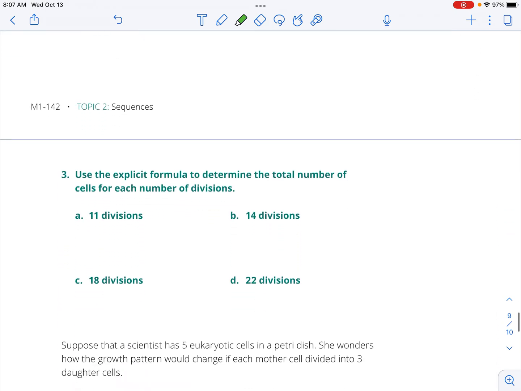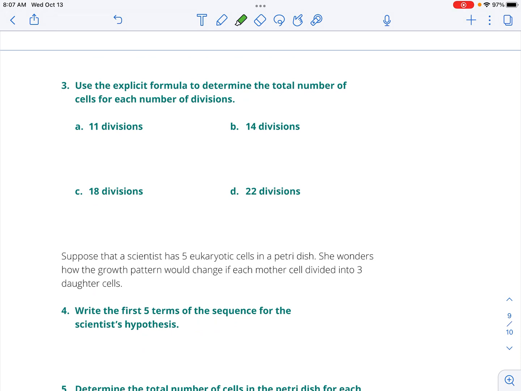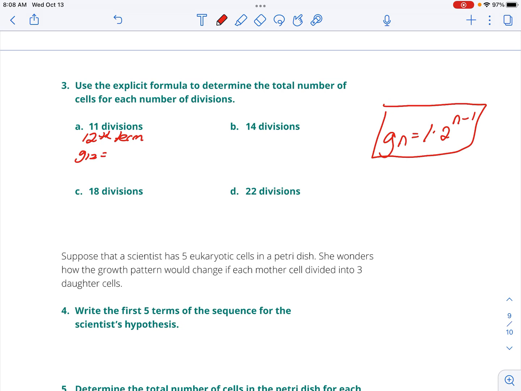So let's do that now ourselves, just like we did on the previous page. If I want to do 11 divisions, what that is technically talking about is the 12th term. For this particular problem, we are using that explicit formula. This is our guy, where G sub 12 is going to be 1 times 2 to the 12 minus 1. Go to your calculator and just punch it in. Let's punch in 2 to the 11th times 1. 2,048 cells.